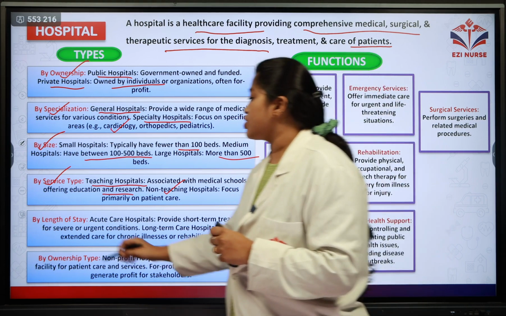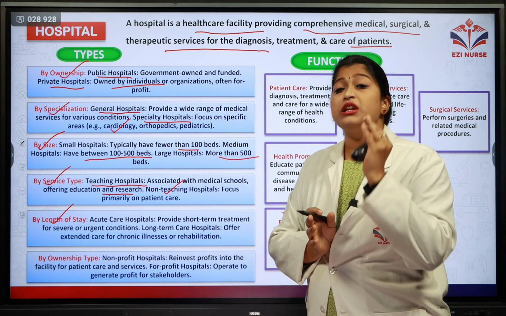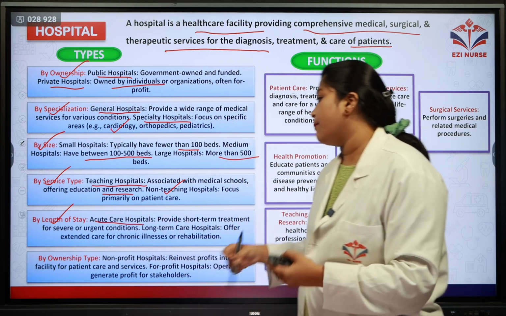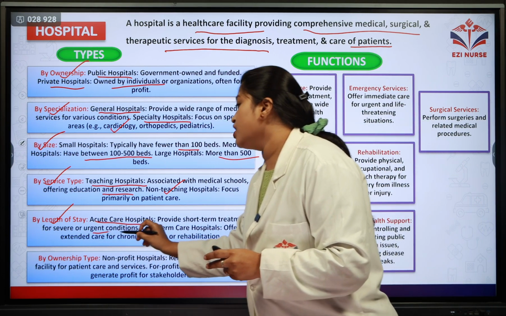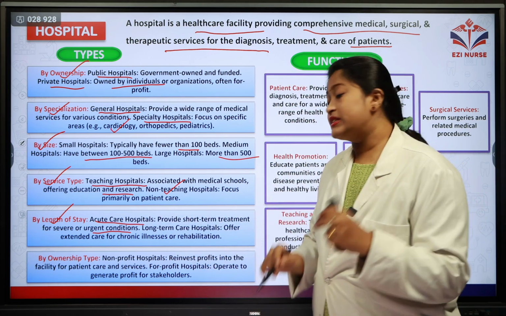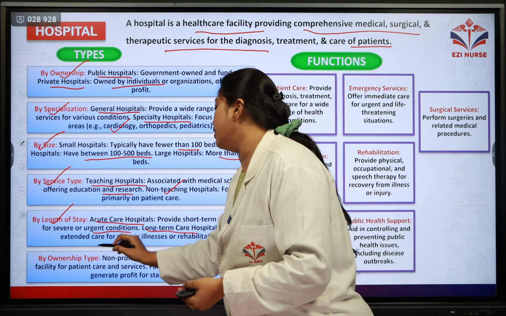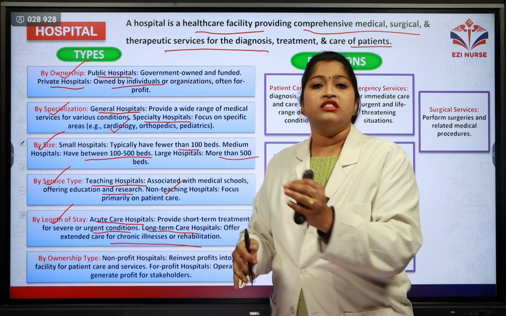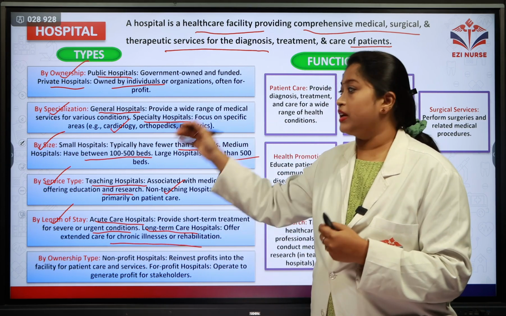The next classification is by the length of stay. Based on how long the patient stays in the hospital, the classification is done. Firstly, acute care hospitals provide short-term treatment, not for a longer period of time. Urgent conditions only are treated in acute care hospitals. And the next type is long-term care hospitals. Here they offer extended care for chronic illnesses, and the rehabilitation process is also done in these long-term care hospitals. So this was our fifth classification.